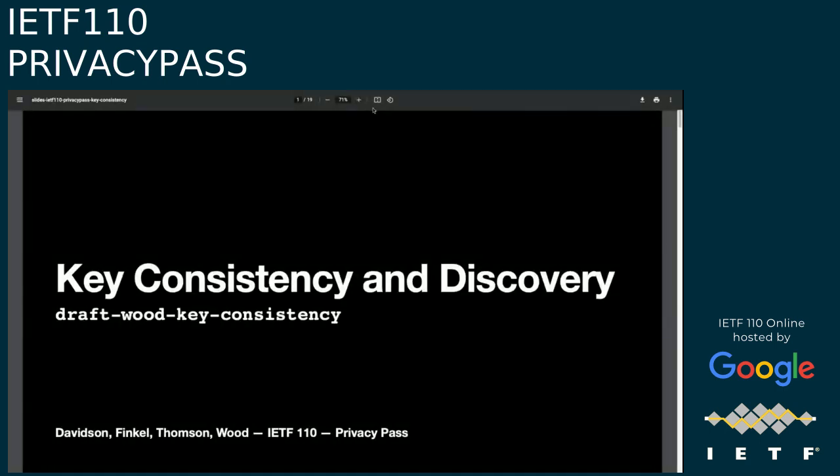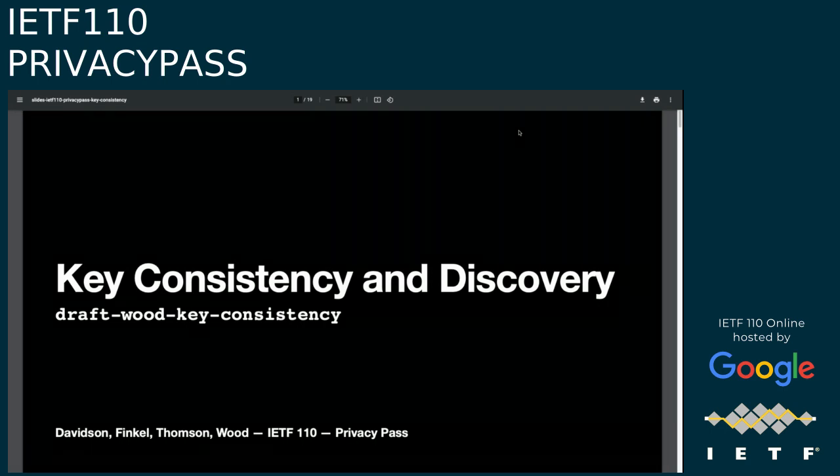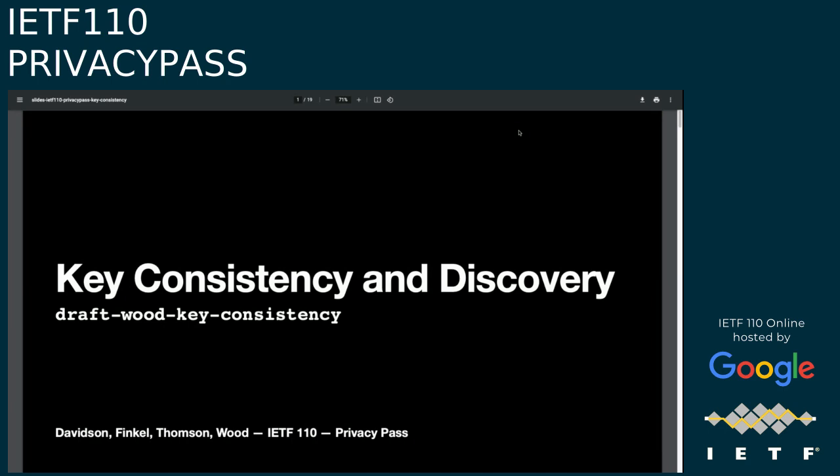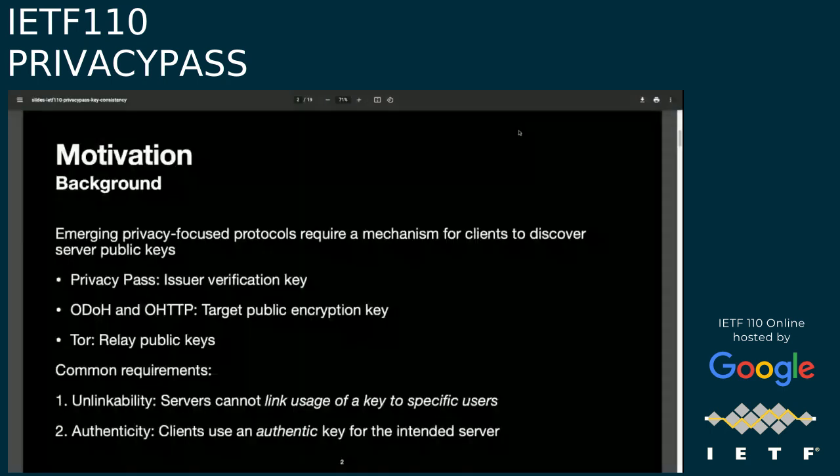Thanks. All right. So this isn't officially a document for this particular working group. It's sort of a document that applies generally to various protocols that are being looked at and worked on in the IETF, be it Oblivious DoH, Privacy Pass, and whatnot. But given that the topic of consistency of keys, correctness of keys, and discovery of keys is of importance to Privacy Pass, we thought it would be good to present here. So next slide, please.